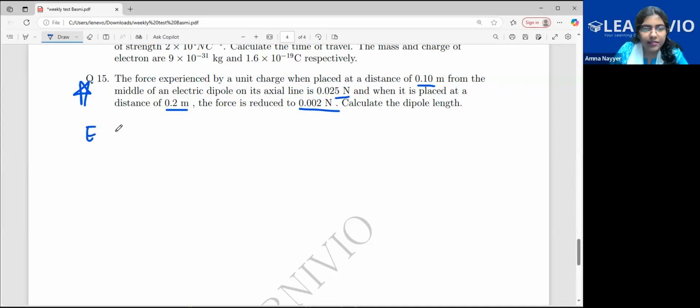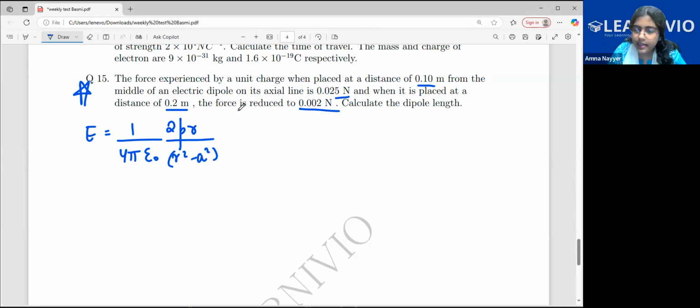You have the electric field on the axial line as 1 over 4 pi epsilon naught times 2kpr divided by (r square minus a square) whole square. This is how we write it. This is the formula. In the first case, we have the value of r as 0.1 and a is not given. That's what we need to calculate. We need to calculate the dipole's length. And what is the length of a dipole in the formula?